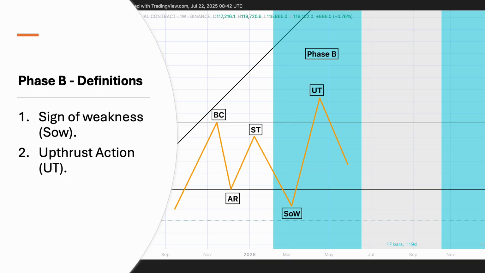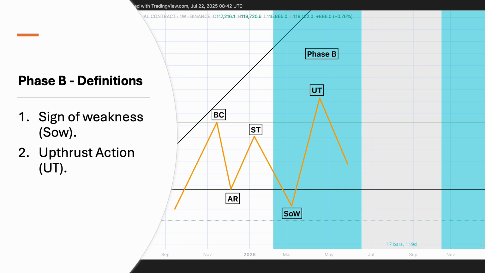Upthrust action, UT. Following the sign of weakness, the upthrust action emerges as the market maker exploits the liquidity from trapped short traders to initiate a final upside impulse. The market maker doesn't single-handedly drive the market, but intervenes at strategic moments to create momentum, which retail traders, caught in the only-up narrative and trapped shorts, amplify.